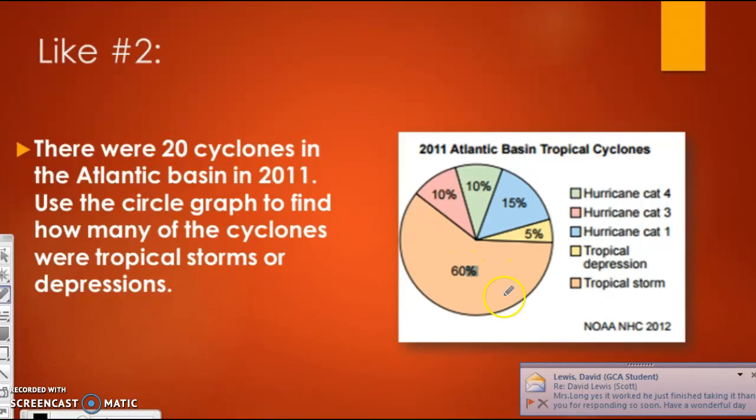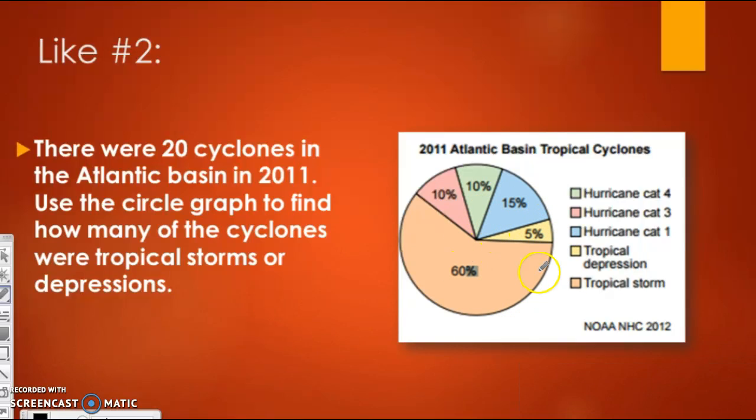All right, parts of 100. So, I know that if I added up all those percentages, they would add up to 100%. Then I can see that this kind of peach color is tropical storms, yellow is tropical depressions, blue is category 1 hurricanes, green is category 4, and pink is category 3. So what we're doing is we're looking at the number of storms that happened in the Atlantic Basin in 2011.